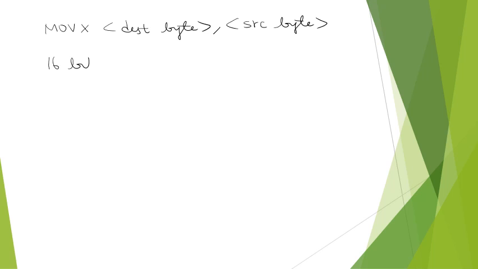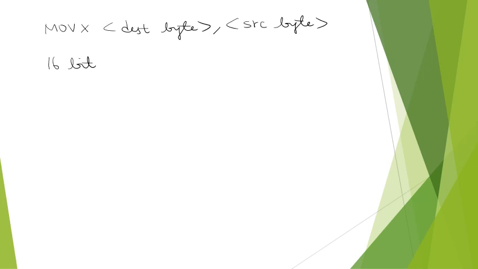Next instruction is MOVX destination byte, source byte. So this instruction will move the data from or to the external memory. So this instruction will transfer the data between the register A, that is the accumulator, and the external data memory. Since external data memory is being accessed, we have the X appended to MOV. So the external memory address can be 16-bit or 8-bit.